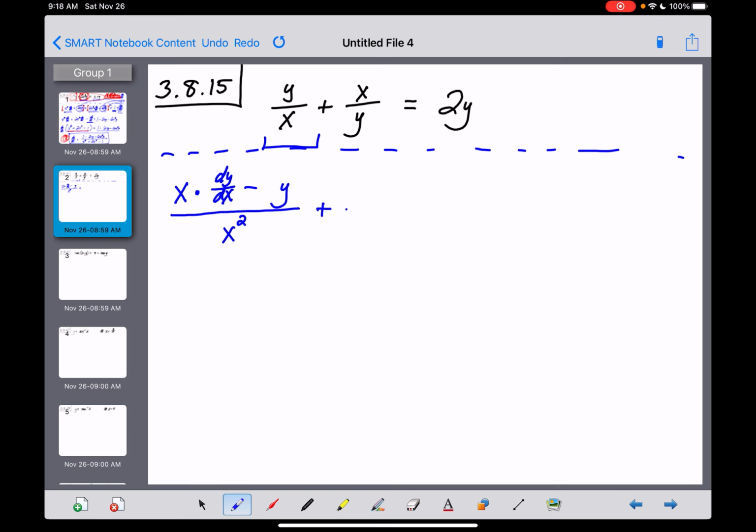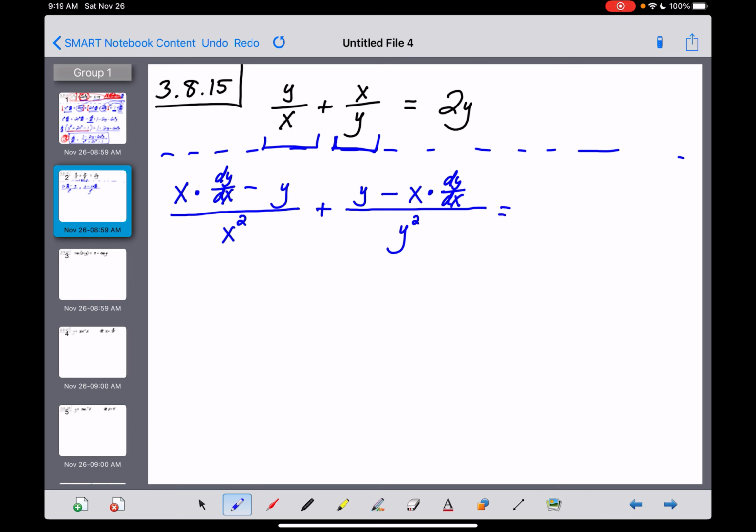Plus, now we're going to do something very, very similar here with the second one. So looking now at this term, we're taking that derivative using the quotient rule as well. The denominator is y times the derivative of the numerator, well, that's just 1. So that's bottom times derivative of the top, minus the top, x, times the derivative of the bottom, which is dy dx, all over our denominator squared. That'll be a y squared.